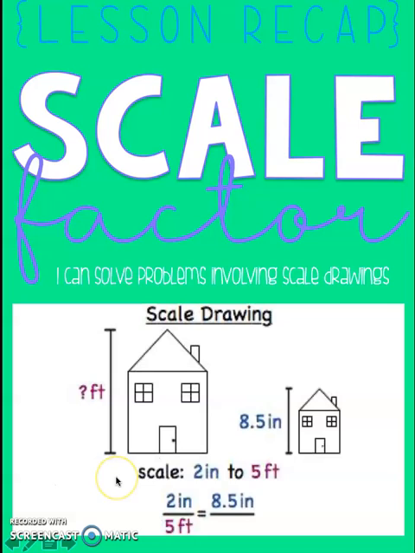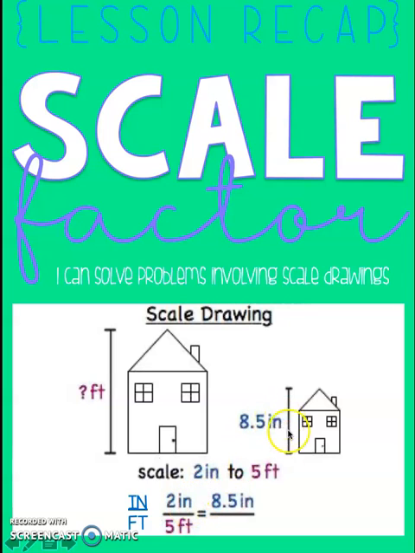So first thing we're going to do, this is just like any real world proportion. We have to define the proportion. Okay, so we've got our inches on the top and we have our feet on the bottom. Sometimes I use the words scale and actual, so I know that the scale is on the top and I'm looking for the actual measurements on the bottom. And so the first thing we do is they give us the scale. So our first proportion is 2 inches over 5 feet, because that's the scale that is given.